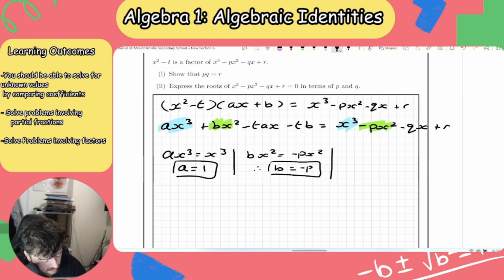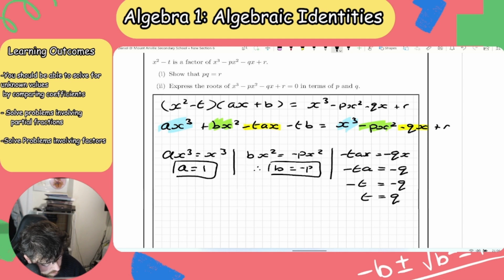So let's keep going. Let's look at my x terms. So I have minus tax is equal to minus qx. Then I'm going to have minus ta is equal to minus q. I know a is equal to 1, so I have minus t is equal to minus q. t is going to equal q. Okay, again, nothing really that helps, but it might help me in a minute.